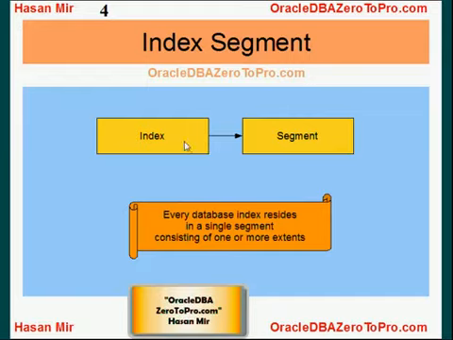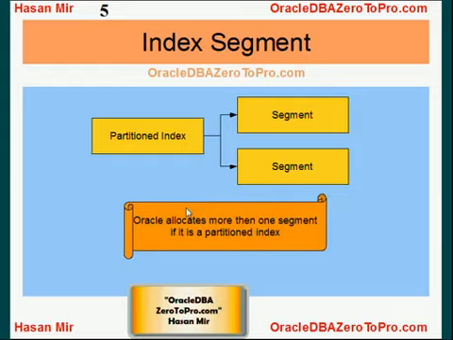When you create an index, it is created in a segment. Every database index resides in a single segment consisting of one or more extents. We already know that a segment consists of one or more extents. Now, you can also partition indexes. Oracle allocates more than one segment if it's a partitioned index.